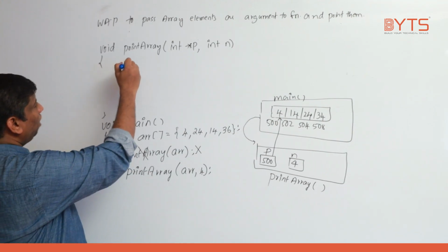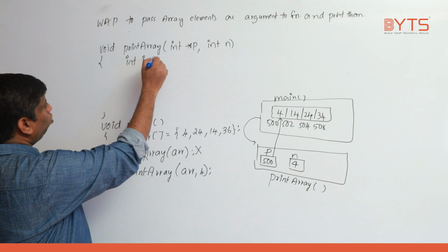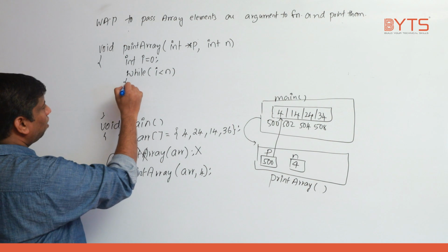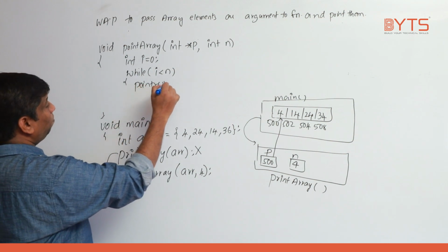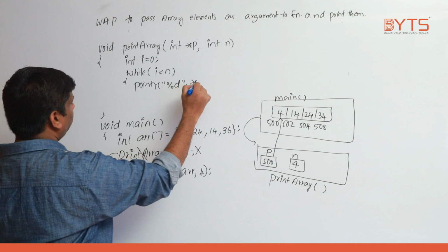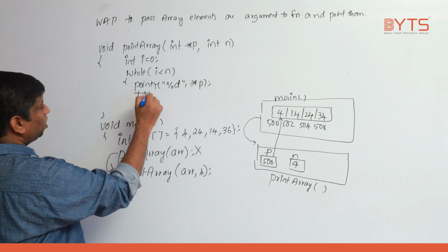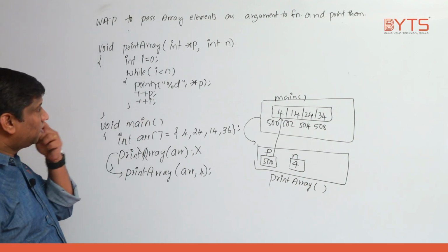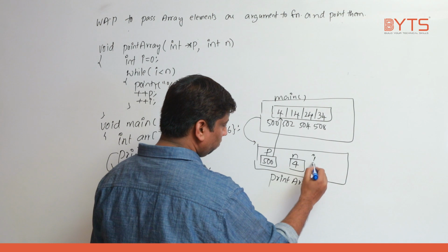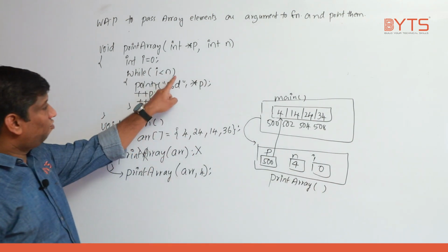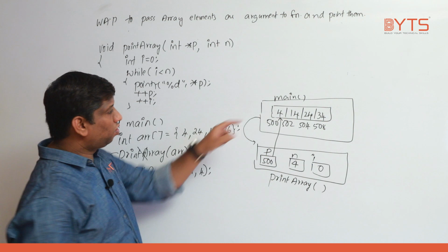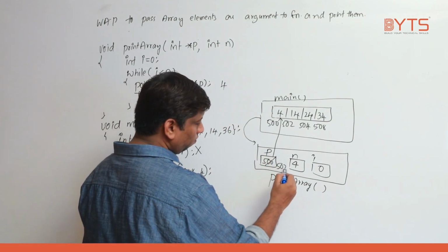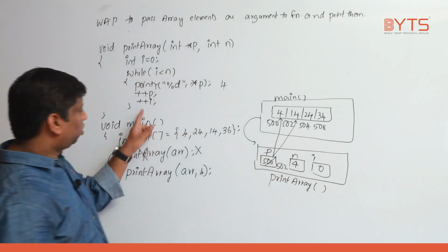So how can I do here? int i = 0; while i less than n, printf("%d", *p). Next what can you do? p plus i. Fine. Now we'll see this. What is the value of i? 0. 0 less than 4 true, *p. What is *p? 500 star is 4. So answer is 4. p+1 502, i is 1.